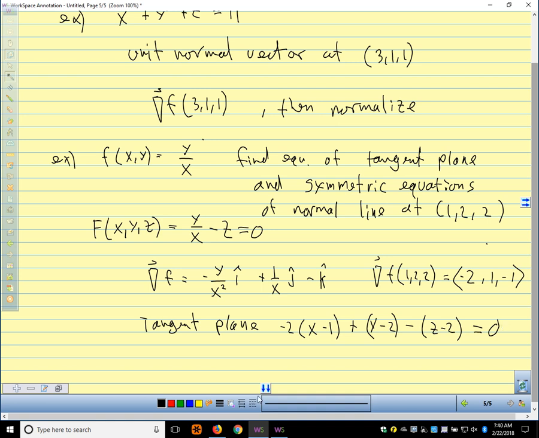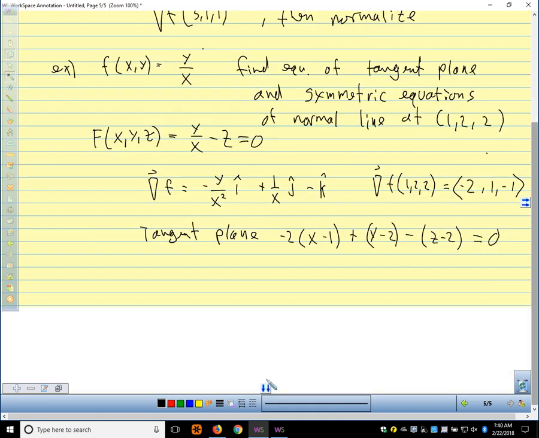Do you remember how to write symmetric equations of a line? Yeah. No. Symmetric equations of our line. Don't lie, Connor. We do x minus x0, x minus 1, over the direction number, equals y minus y0 over the direction number, equals z minus z0 over the direction number.